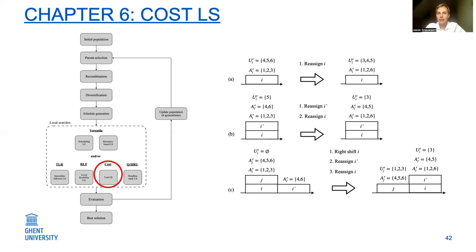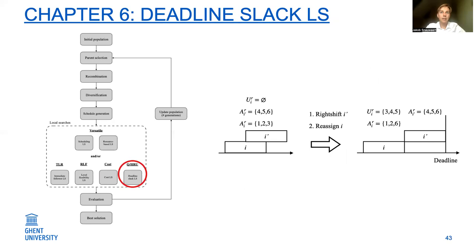And in swap C, we try to right shift some activities in order to create new unassigned resources at that time period, which can then be used to swap out resource three. Finally, we have the deadline slack local search, which is used for the quality or the heterogeneous resource usage extension. In this local search, we try to take advantage of the slack that we have on the deadline to right shift some activities within the boundaries of the deadline in order to optimize the assignment of individual activities and therefore optimize the objectives in these problems.